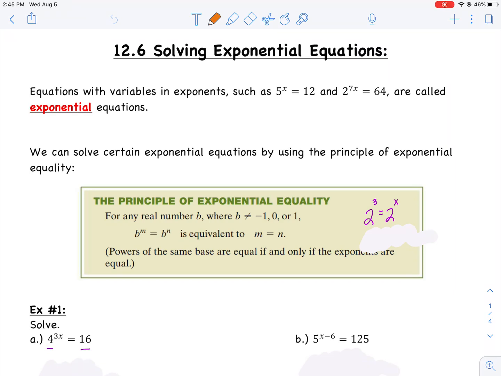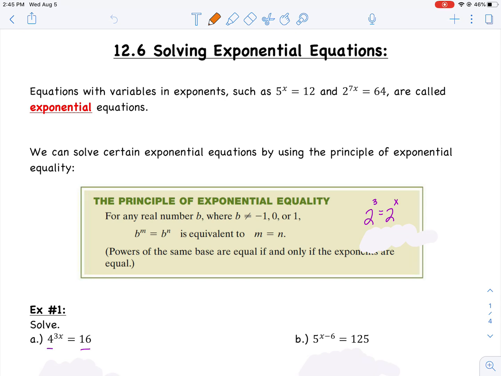All right, in this section, 12.6, we're going to talk about solving exponential equations. We've talked about graphing, we've talked about application problems. Now let's talk about solving. If we get an equation with a variable in the exponent, an exponential equation, how can we actually solve them? Well, we can solve these exponential equations by using what we call the principle of exponential equality.